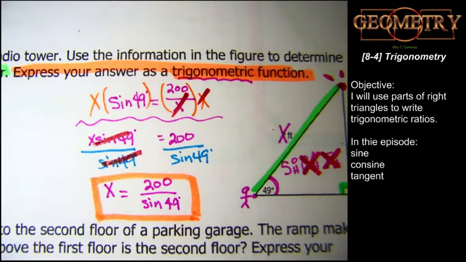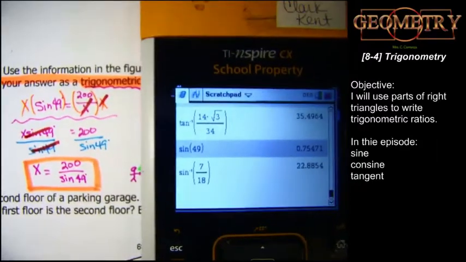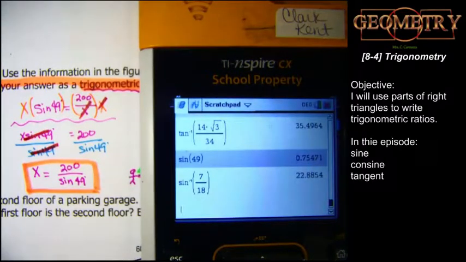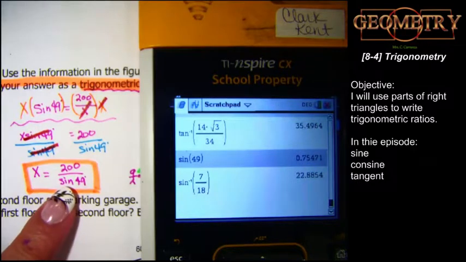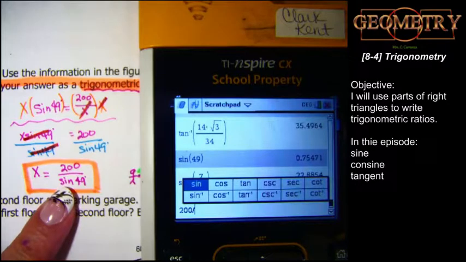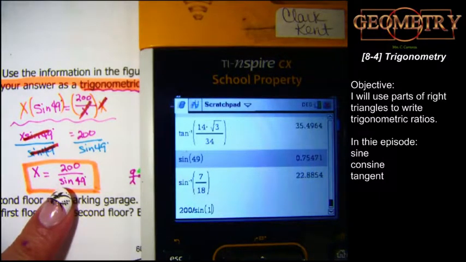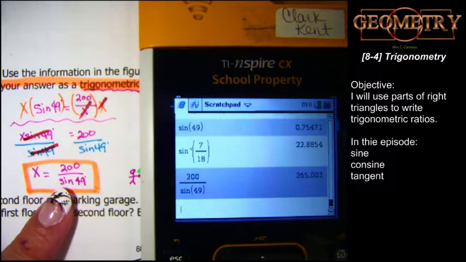It doesn't make any sense to our brains in terms of how far away she is. Like, I don't really know, right? But I could find out. Superman, help! Figure this out for me. How far away really is she? 200 divided by trig function. I'm going to select sine. Not sine inverse. I'm not trying to undo sine. It's sine of 49. So sine 49. She's about 265 feet away.